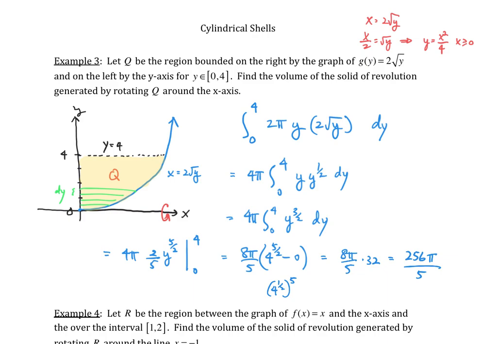I'm going to tack on some units here. This is a volume, so it's going to be units cubed. And let me highlight that final answer for us. Okay. All right, everybody. This is our example for using shells when we rotate about the x-axis. Take care.